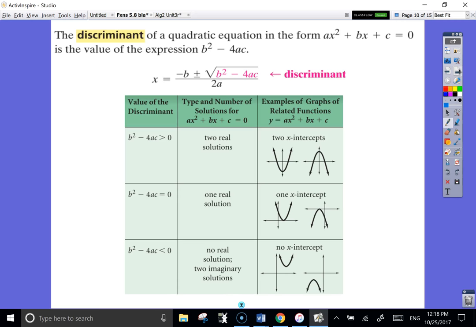If the discriminant is less than 0, then you're taking the square root of a negative, which is an imaginary number. Okay, how many imaginary solutions? 2. 1 for the plus, 1 for the minus.